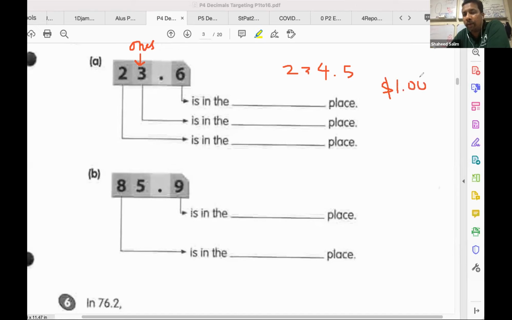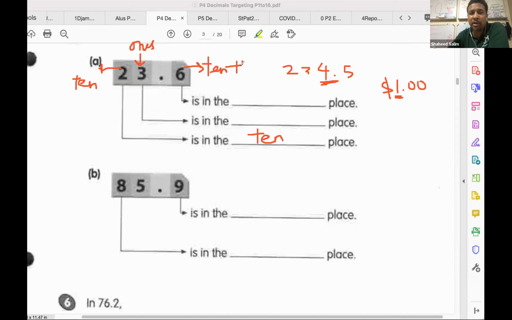1.00. Where's the one? One is here, beside the dot on the left. So this is the ones place, beside the dot on the left. Beside it is the tens place. So we write TEN down here, and one more here. To the left is TEN. To the right is also TEN, but we add a TH. TEN, TH.